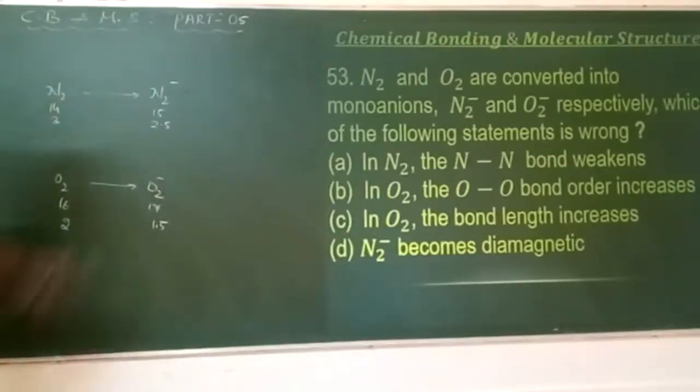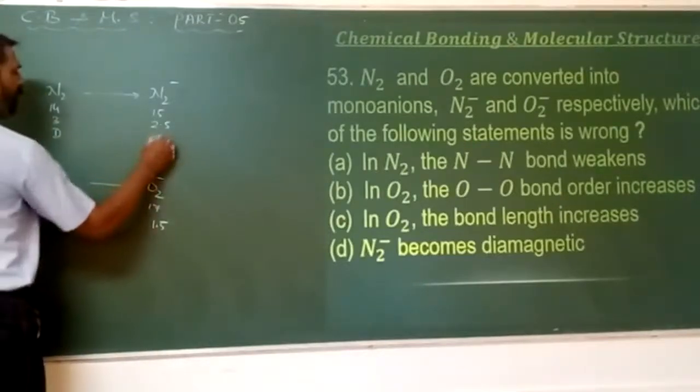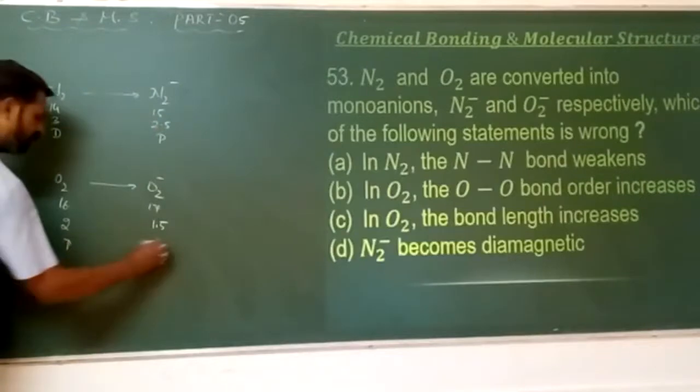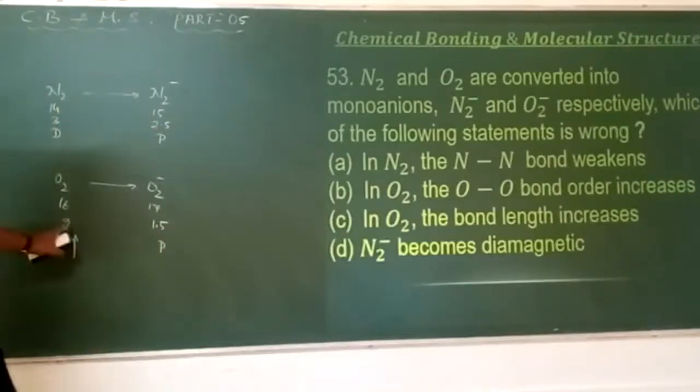This is diamagnetic, this is paramagnetic, this is paramagnetic, this is paramagnetic. But the first is more paramagnetic because it contains 2 unpaired electrons, while this contains only 1.